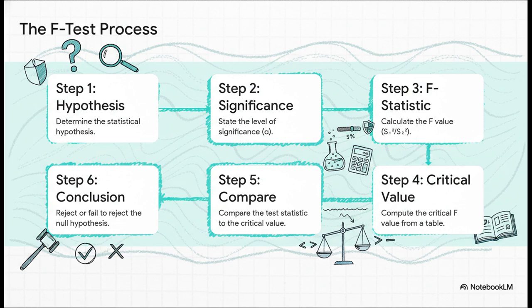Fourth, you find the critical value. Now think of this as your line in the sand. It's the threshold you get from our F-distribution map. Fifth, you compare your F-statistic to that line. And finally, step 6, you make the call. If your number crossed the line, congratulations, you've found a significant result.